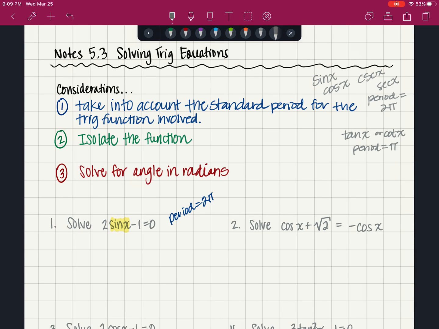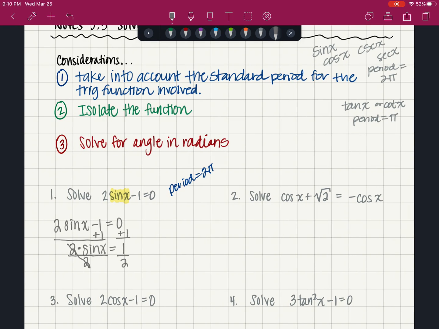Now we're going to come over here and we're going to isolate the trig function. So I have 2 sine of x minus 1 equals 0. I'm going to add 1 to both sides. So now I have 2 times the sine of x equals 1. Then I'm going to divide both sides by 2. I've successfully isolated that trig function. So I have the sine of x is equal to 1/2.